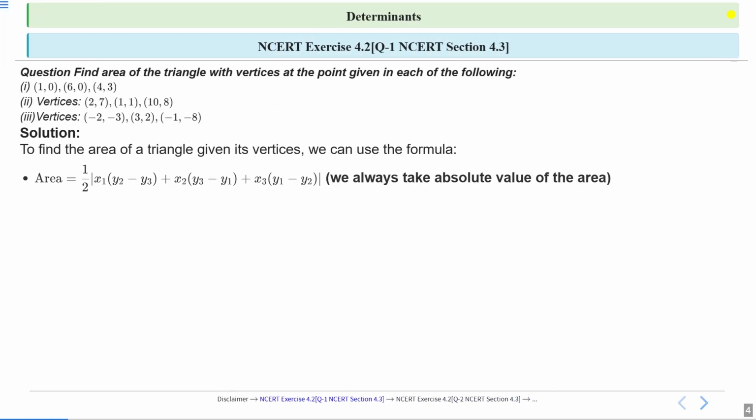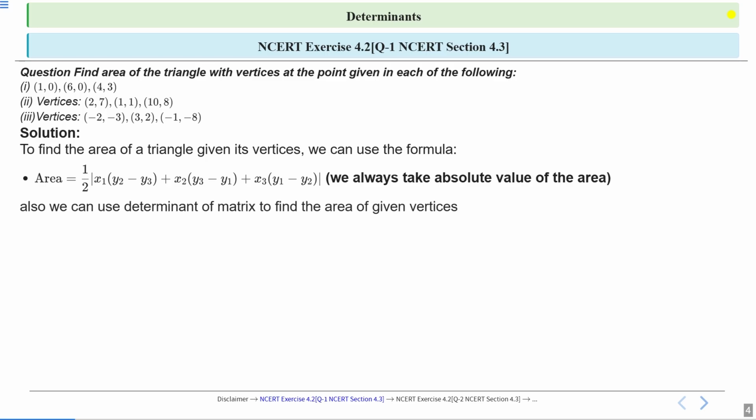To find the area of a triangle given its vertices, we can use the formula: area is equal to 1 by 2 mod x1 into y2 minus y3, plus x2 into y3 minus y1, plus x3 into y1 minus y2. And we always take the absolute value of the area, and the given vertices are x1 y1, x2 y2 and x3 y3.